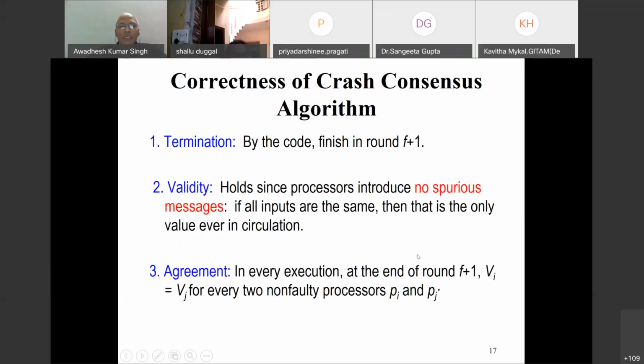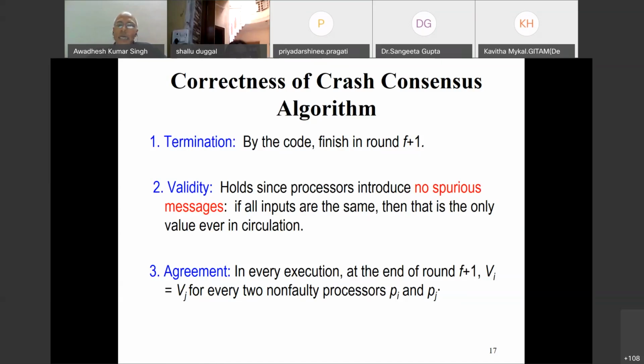All these properties can be represented in a different form also, for crash failure. That was a generic example, but in a crash, for termination, it is decided that it has to execute for f+1 rounds. The question is why f+1 rounds, where f is the number of faulty machines or faulty processes. Soon we will see why it should be f+1. Second, a processor introduces no spurious messages in a crash failure, because once a system has failed, it will not take any action. It will not execute any command, so afterwards there will not be any input from that machine. So that is no spurious messages.